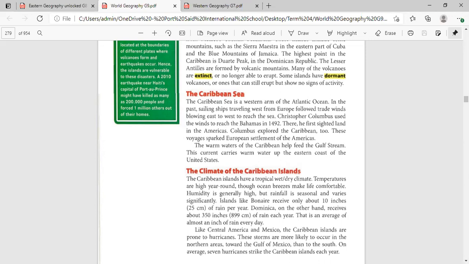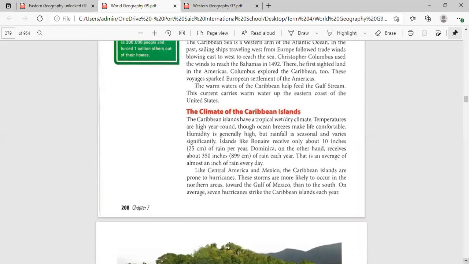Laura, could you please tell us about the climate of the Caribbean islands? Yes. The Caribbean islands have a tropical wet and dry climate. Temperatures are high year-round. Ocean breezes make life comfortable. Humidity is generally high, but rainfall is seasonal and varies significantly.